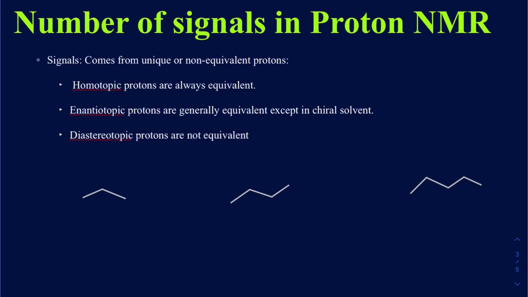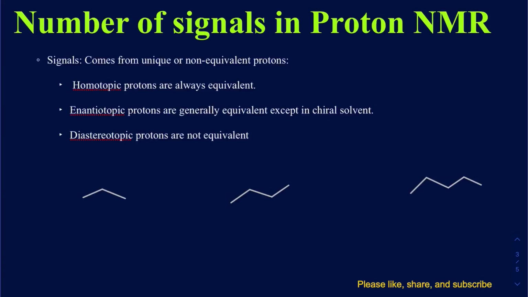Hey guys, in this video we're going to be talking about how to determine the number of signals in proton NMR. So you're going to have unique protons in a given structure and you have to figure out how many signals you would see in a given proton NMR.